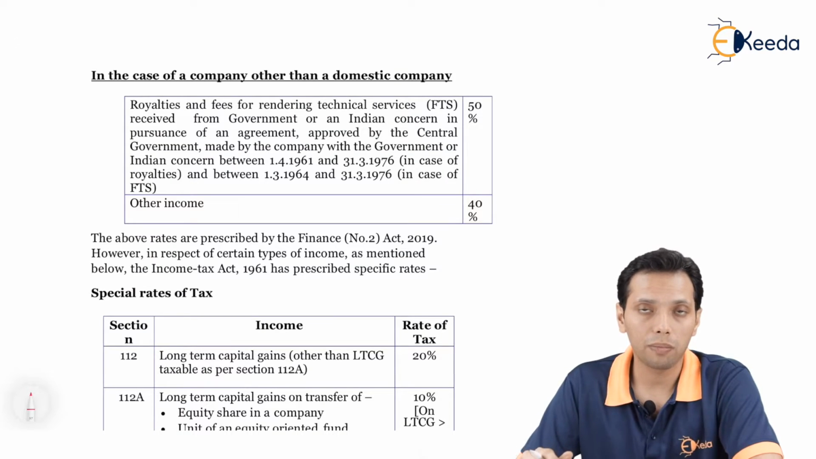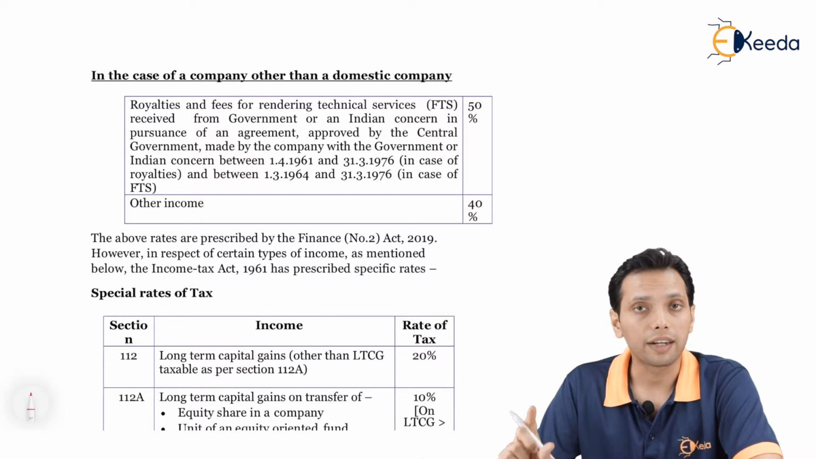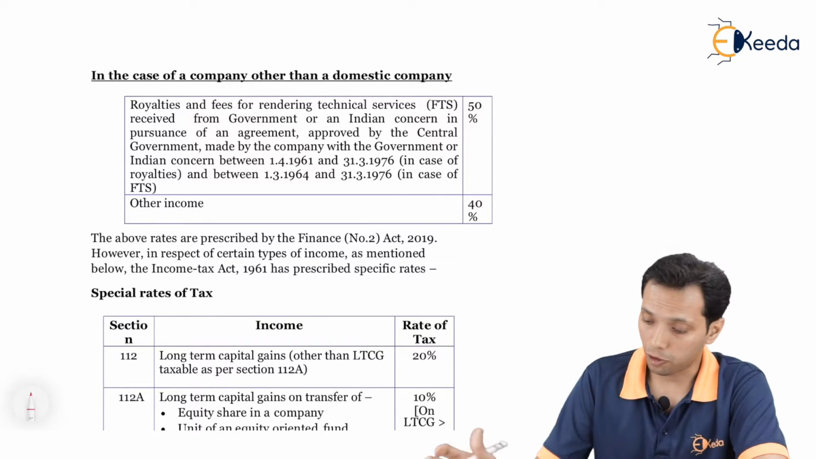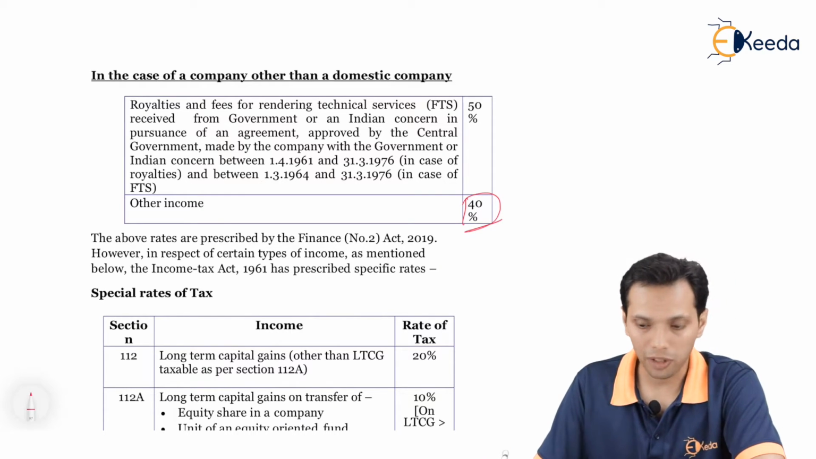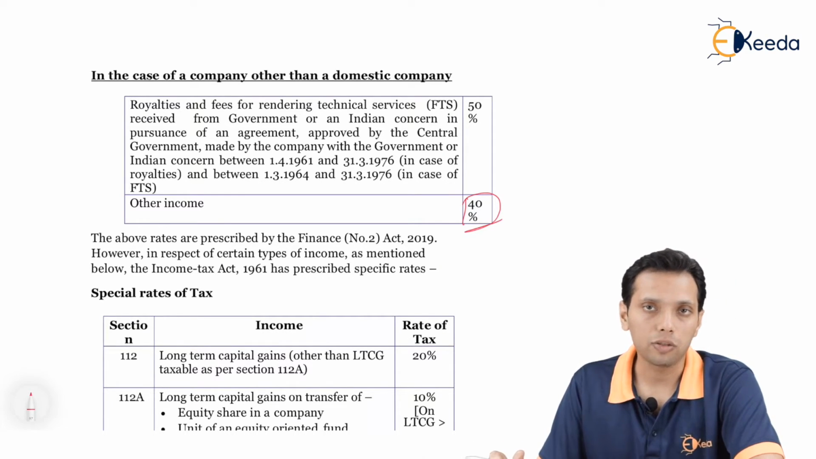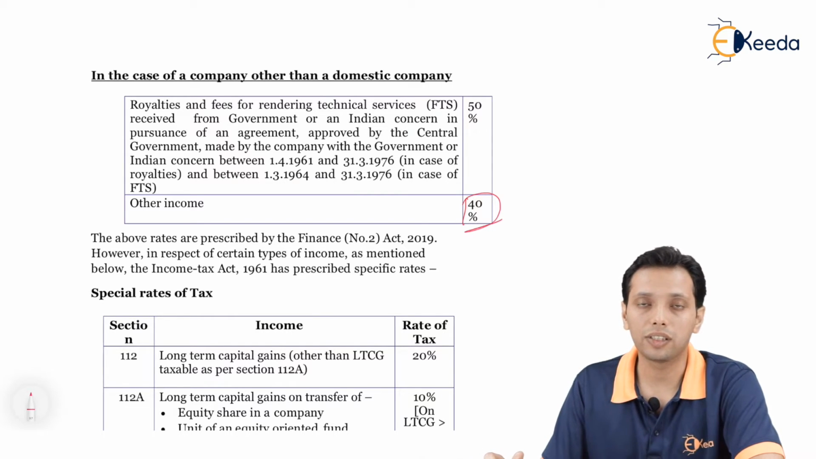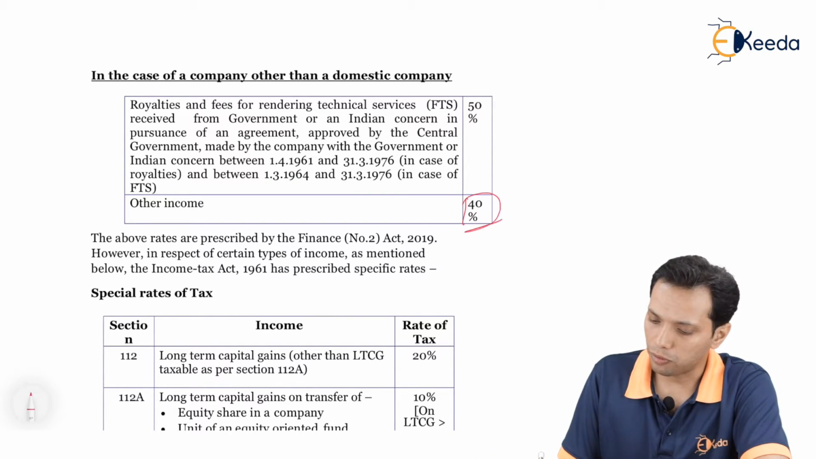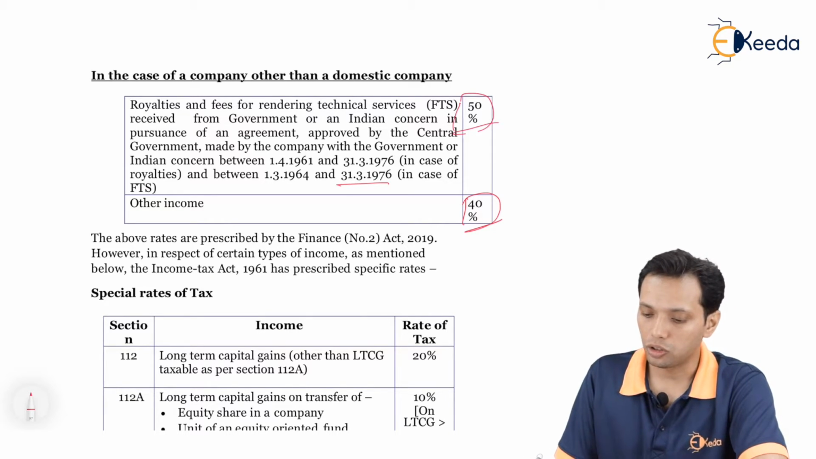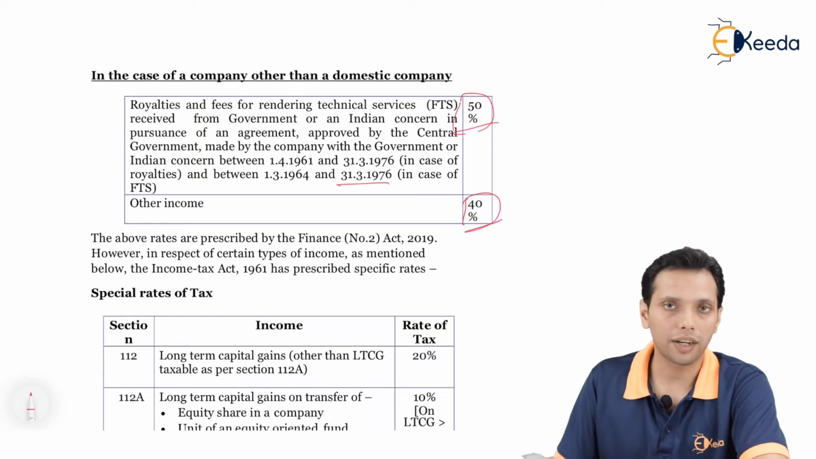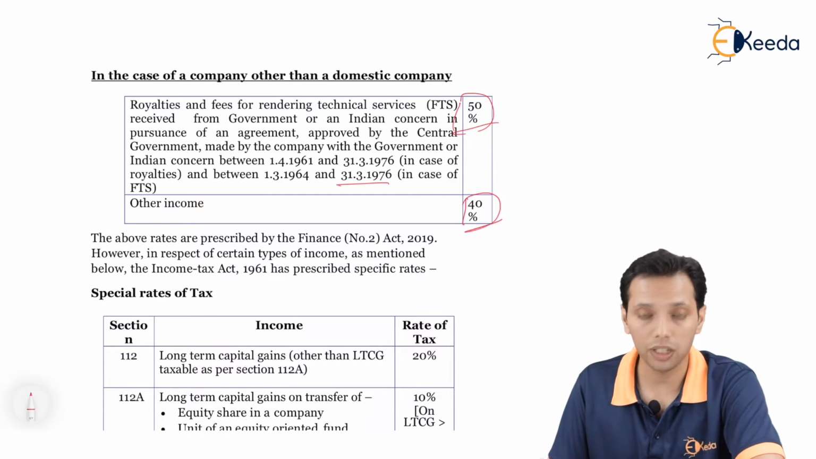In case of a foreign company which is not a domestic company, the rate of tax is 40%, straightforward. It would be 50% if the agreement for royalty and fees for technical services is entered on or before, you can say, 1976. Then the rate was 50%. So generally for foreign companies there's a standard rate applicable, which is 40%.